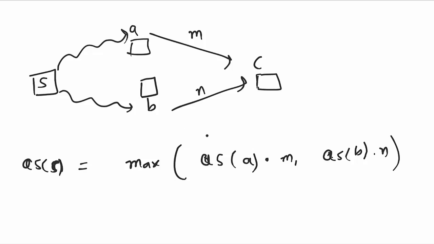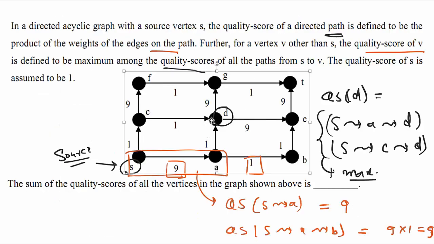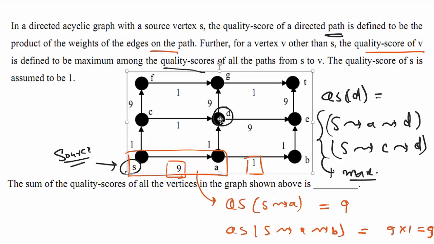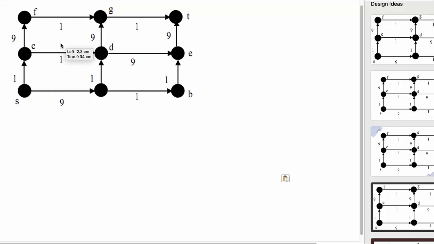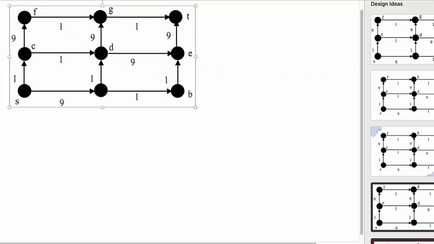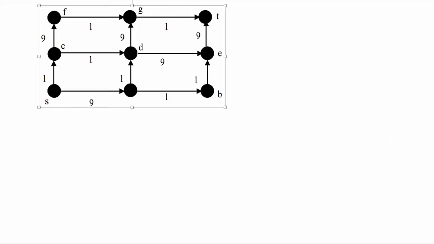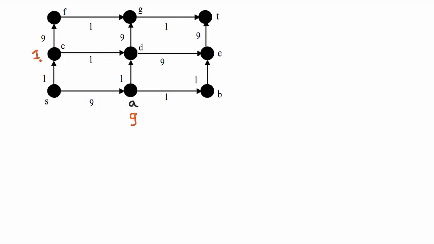Okay, now let's come to the question. This is our question, so let me write it on the next slide. We need to find the quality scores of all the vertices, and then sum them up. Let's find out the quality score of A. Since there is only one edge, I can say the quality score of A is 9. Similarly, the quality score of C is 1 because there is only one edge.